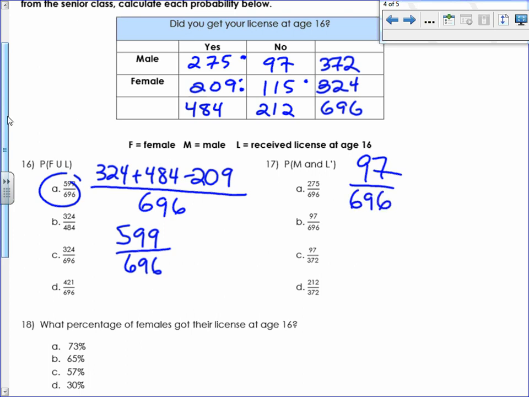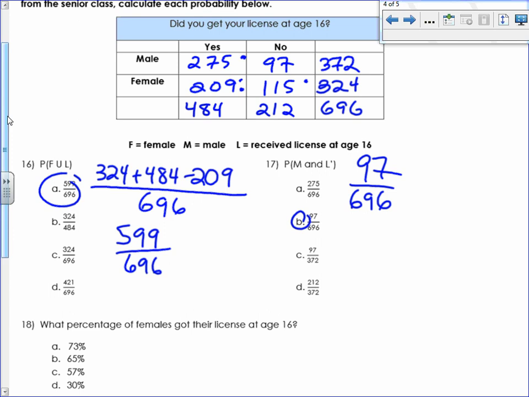That's the answer. So for this test, it's A. For the other test, it's 599 out of 696. It's right there. And then for number 16, if you had the other test, the answer was also A. I'm sorry, no, B. 97 over 696. And then for 17, 97 over 696 is the answer for this test. Number 17, that was B. For the other test, the answer was A.